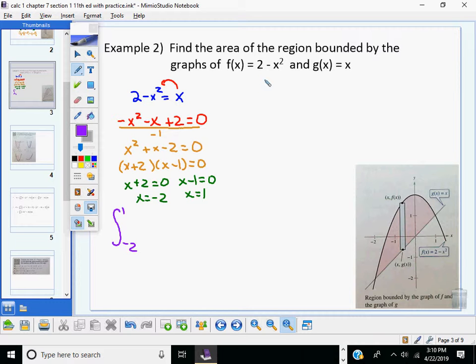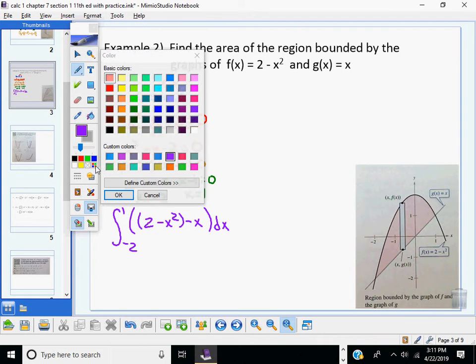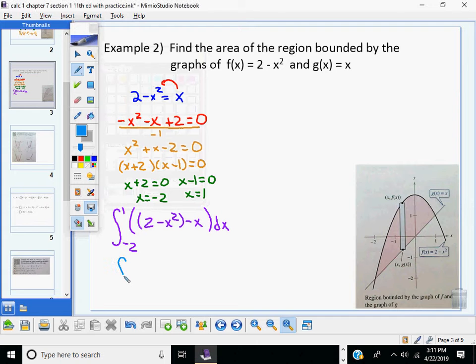Now that may change for other numbers. Sometimes we'll have x cubed where it switches back and forth. But for this particular graph, the parabola is on top. So I'm going to use it for my f of x. So I'm going to have 2 minus x squared minus my g of x, which is x, and all of that would be dx. Okay? So I'm going to rewrite that. When I rewrite it, I'm going to have from negative 2 to 1 of negative x squared minus x plus 2 dx.